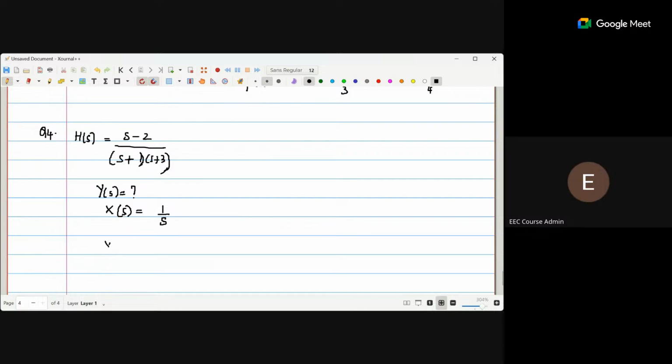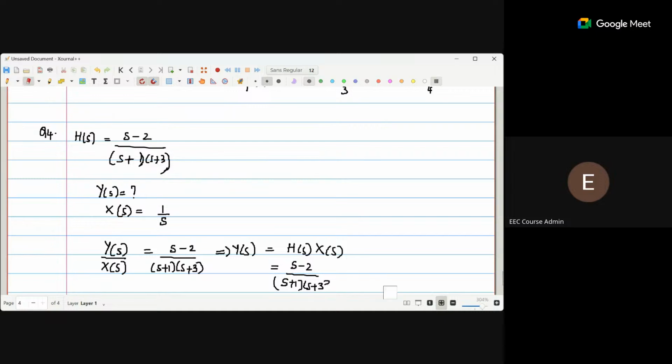So Y of s by X of s is given to be s minus 2 by s plus 1 into s plus 3. So Y of s will be H of s into X of s. So that will be s minus 2 by s plus 1 into s plus 3, into X of s, which will be 1 by s. So if I write it by partial fractions, A by s plus B by s plus 1 plus C by s plus 3. Find out these values.